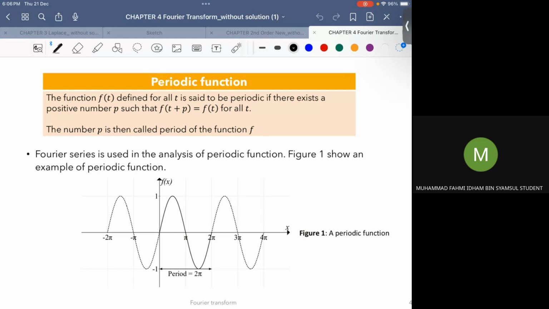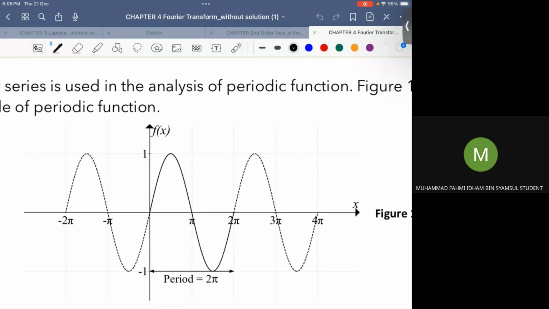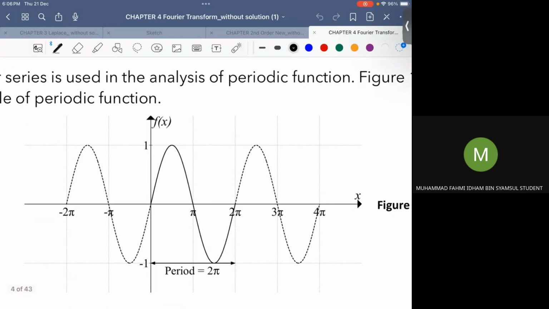So let's see figure 1. This figure 1 shows an example of periodic function. So let's observe this function. Actually, this is a sine function. So this is a function of sin x, where x we define from negative infinity to positive infinity. So x is defined for all these intervals.